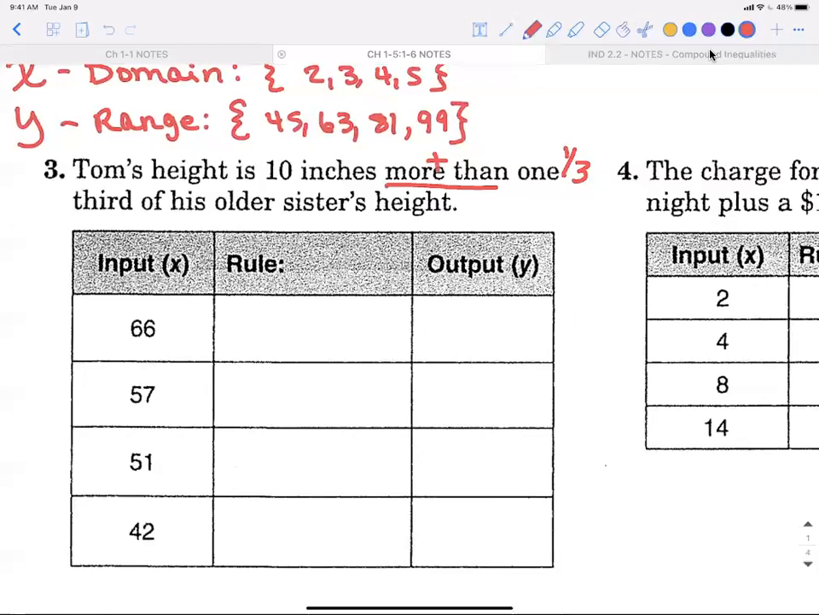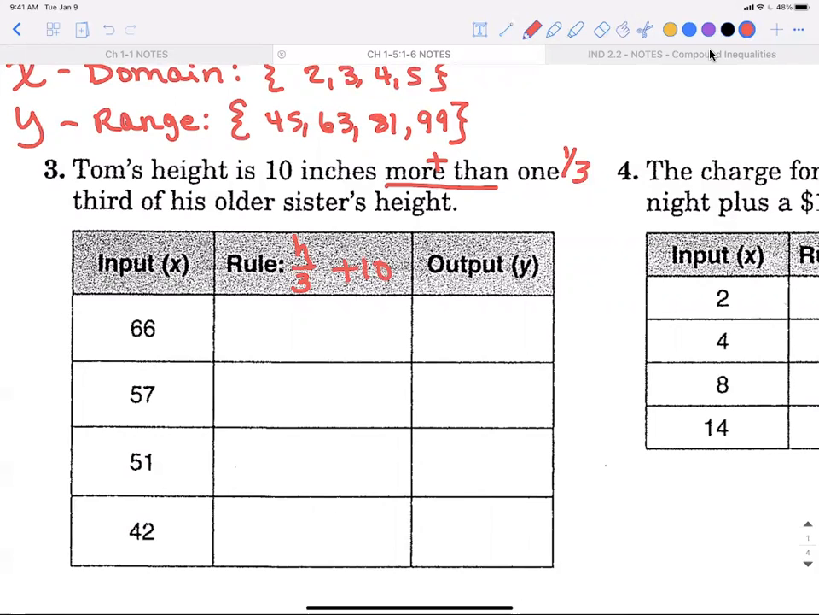So I know that if I take his sister's height and then divide it by 3, right? Her height divided by 3. Let me write that a little bit better. I don't really like that. That kind of looks weird. I'll write it like this. There we go. Her height divided by 3, or 1/3 of her height. And then what are we going to do with that 10? Yeah, add 10.